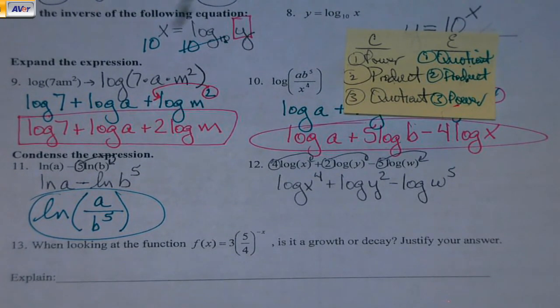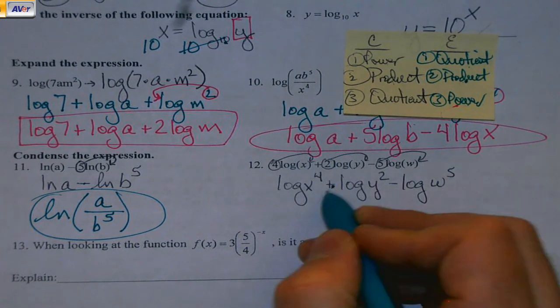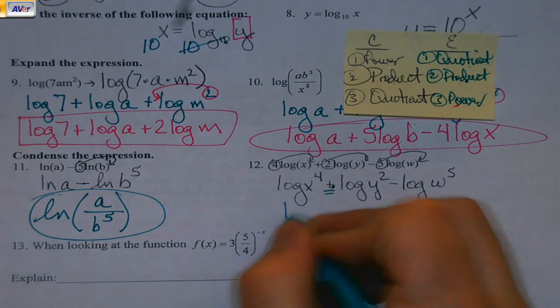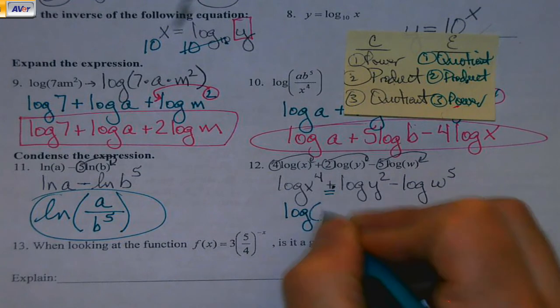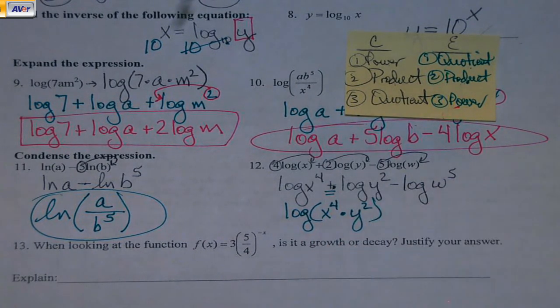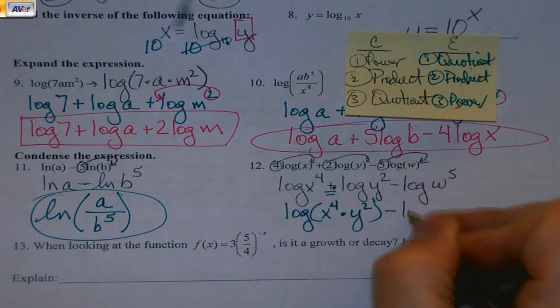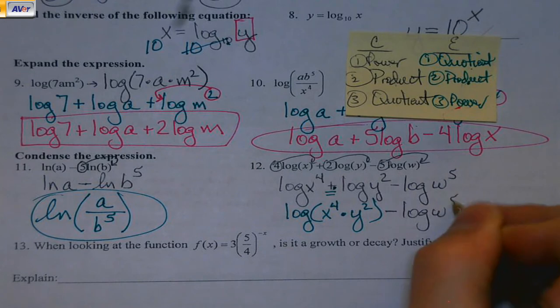Second, product. Do I see any plus? I do. So when I see the plus, that's going to turn into times. So log x to the 4th times y squared. Notice I'm condensing as I go. Minus the log of w to the 5th.